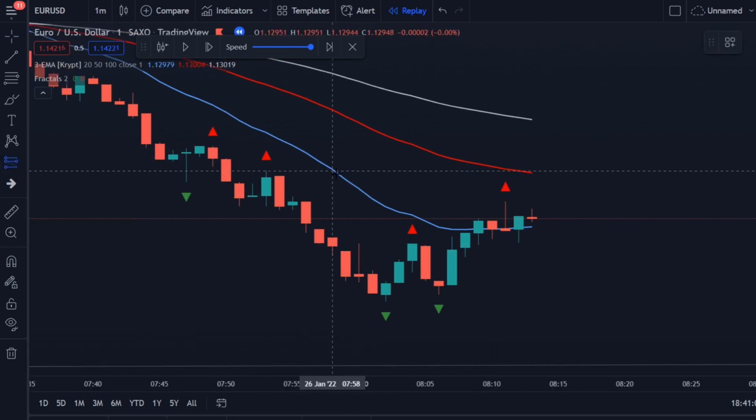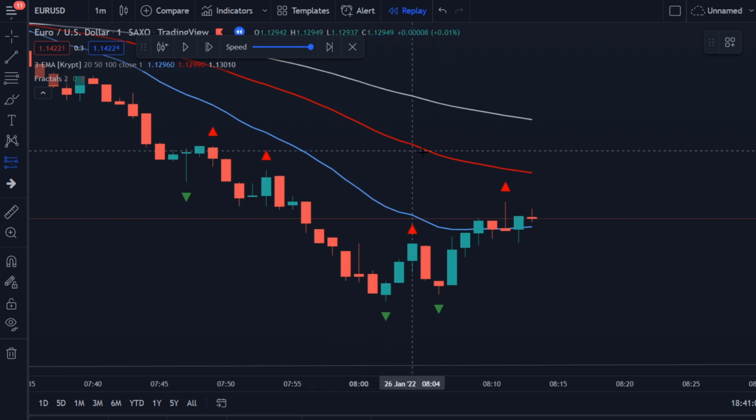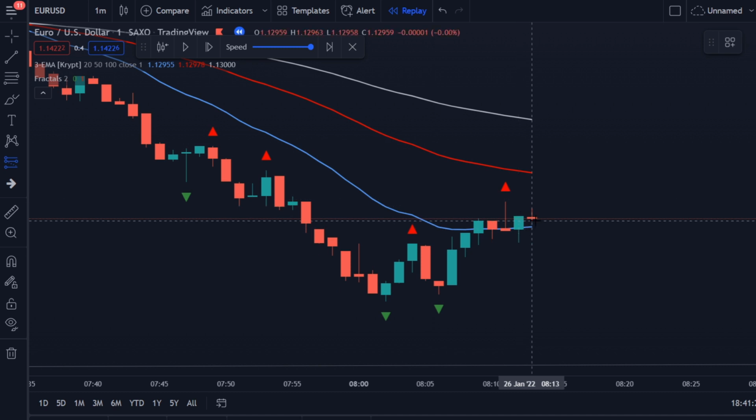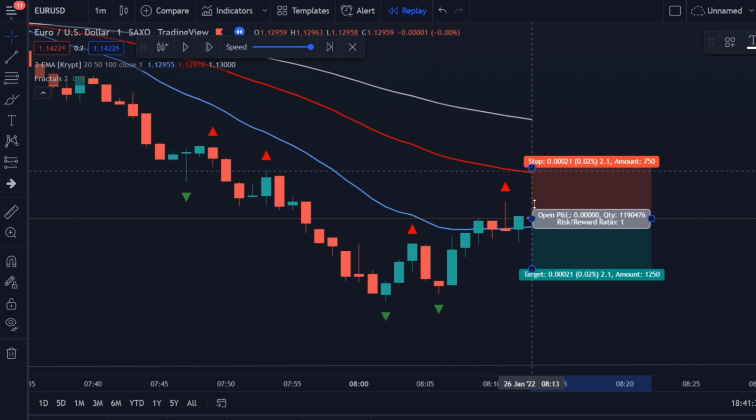So again, the 20 exponential moving average is below the 50 and also below the 100, so we're only looking for sell opportunities. Then we wait for the price to hit our 20 exponential moving average. Then we wait for our fractal indicator, and once this indicator appears, the sell signal appears, we take the trade.